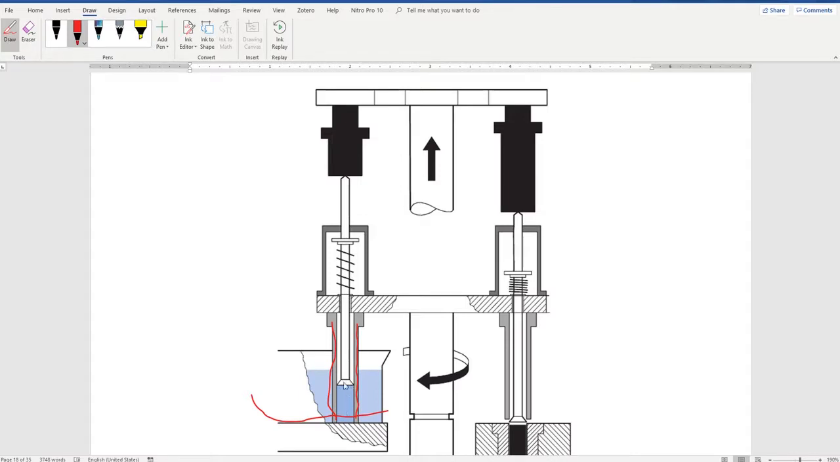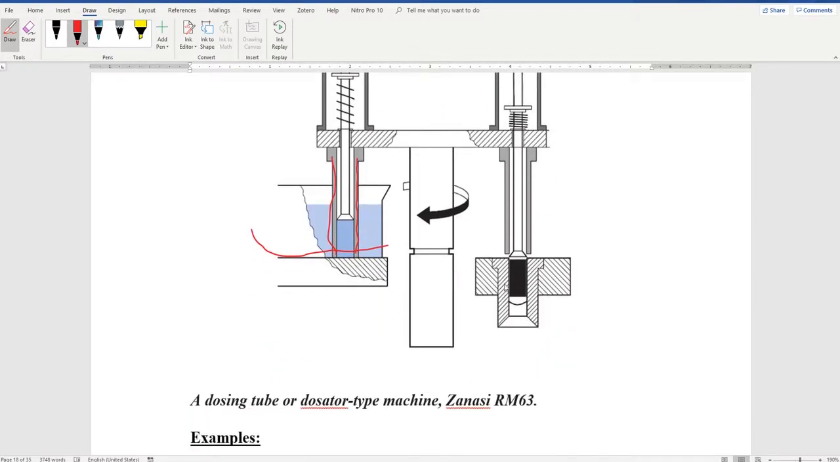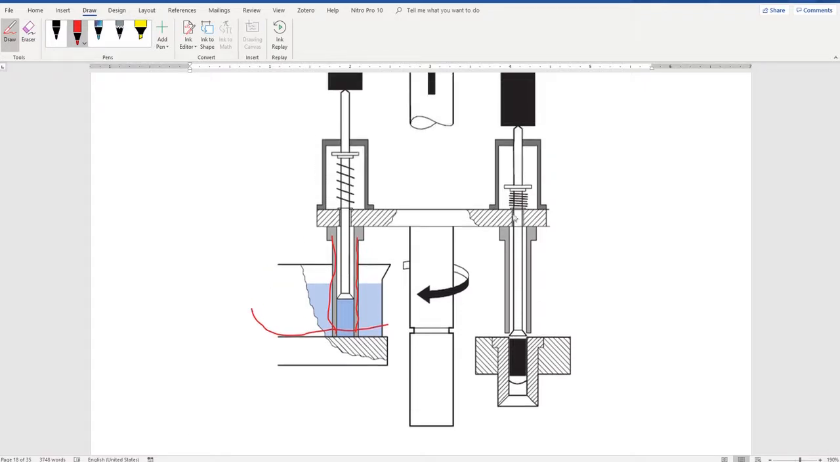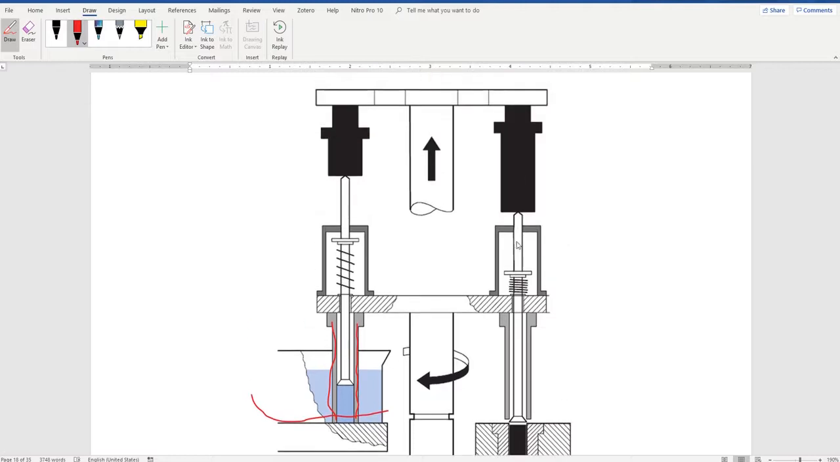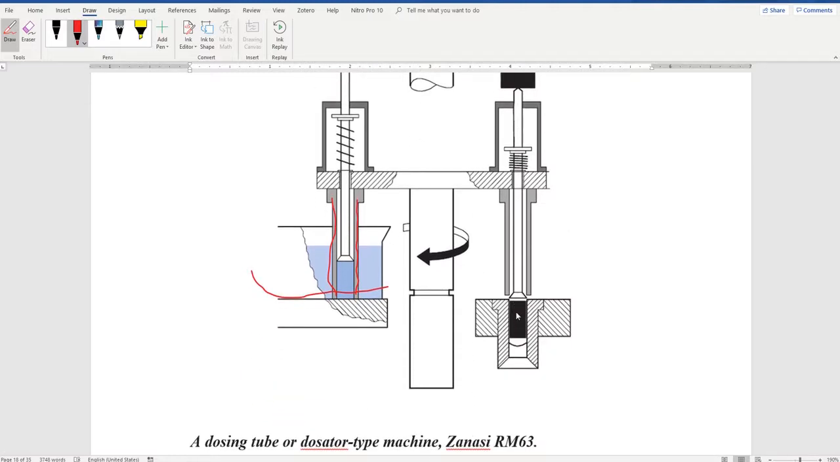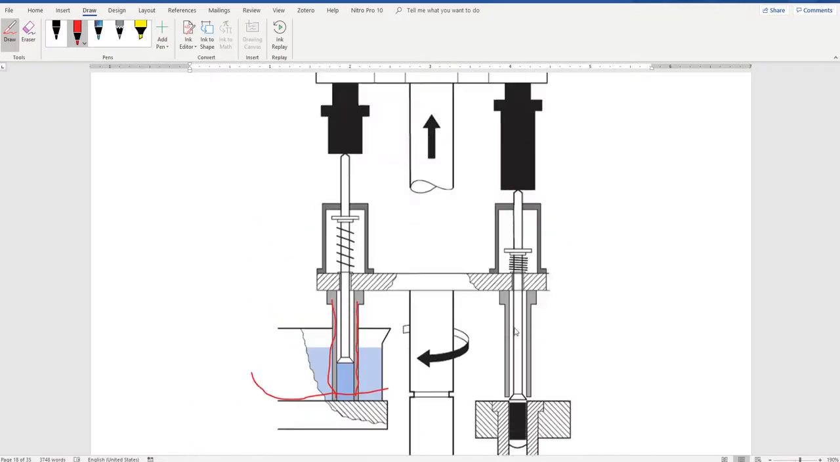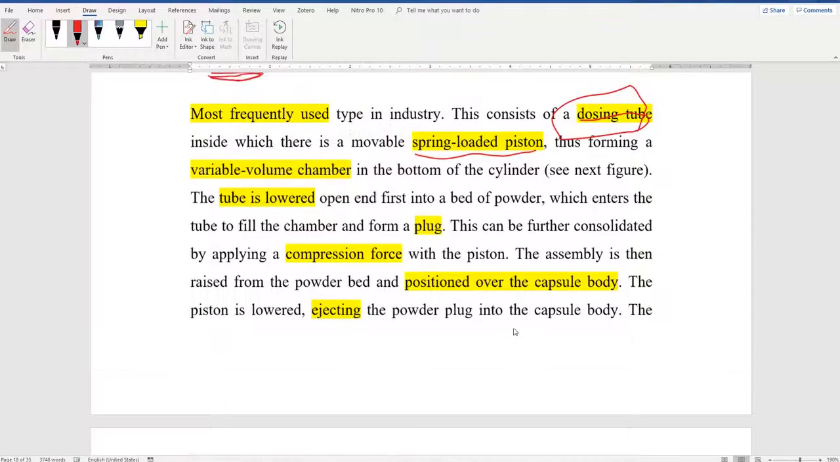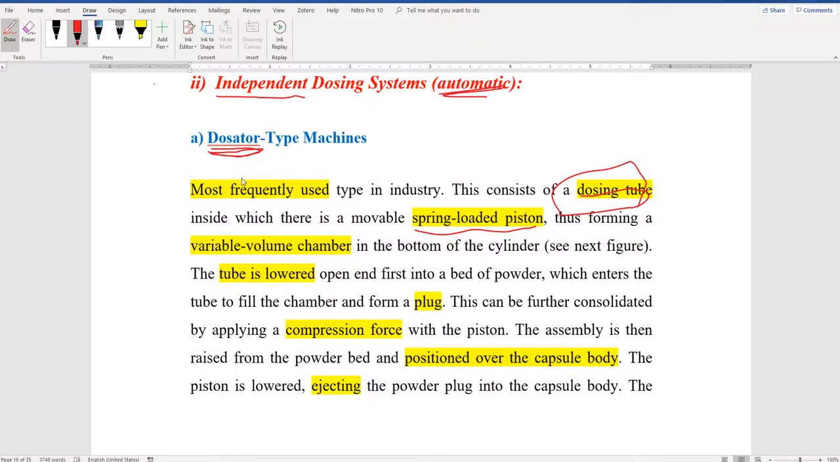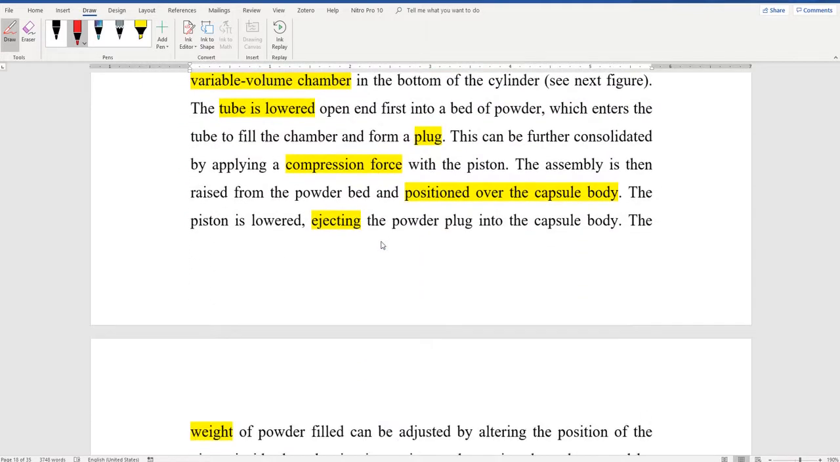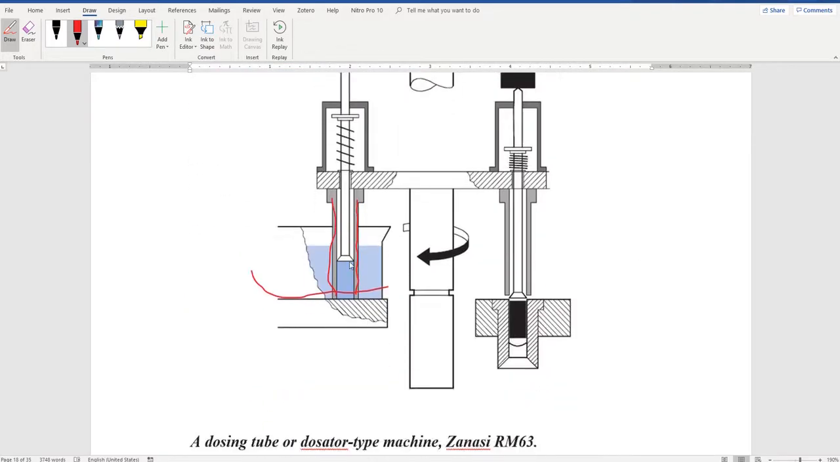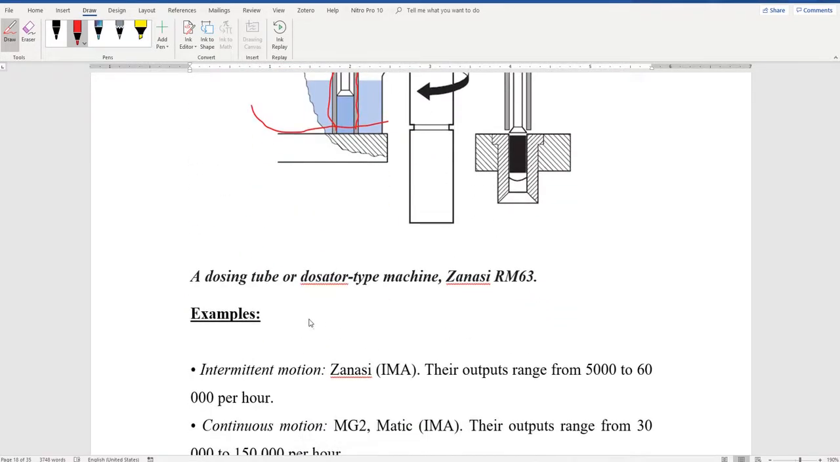Then this plug will go to the part containing the body of the capsule to release the plug. How does it release the plug? By lowering. Look here, the piston gets lowered further to release the plug into the bodies of the capsule. This is the dosator type machine, and it is the most frequently used in industry. We'll watch a video of this machine so that you get a better understanding of it.